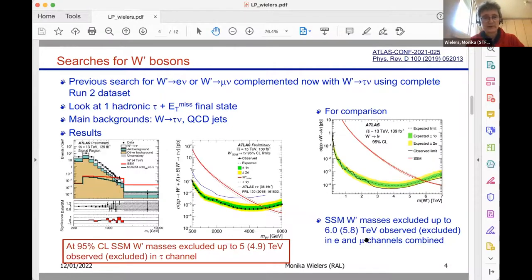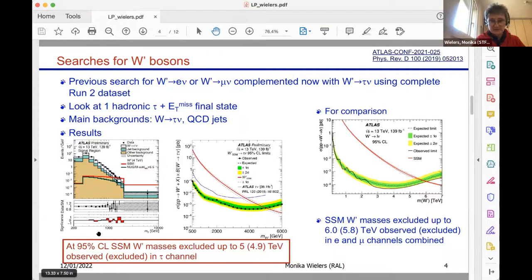You're probably all aware of our results. We have already published quite a while ago on W prime bosons decaying to either an electron and neutrino or a muon and neutrino. These searches have now been complemented by looking at the hadronic final states. Here we are looking for one hadronic tau and the ET miss final state. The main discriminant is the transverse mass, and the spectrum of the transverse mass can be seen in this plot. What we see in the data and our standard model background predictions agree fairly well with each other. We don't see any deviation, which allowed us to put limits on these W prime boson masses.